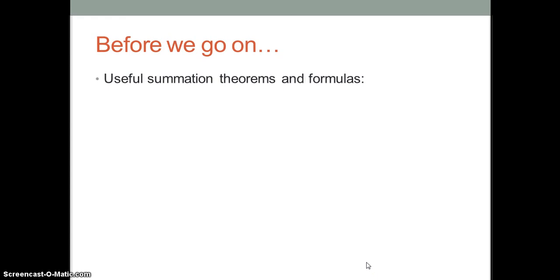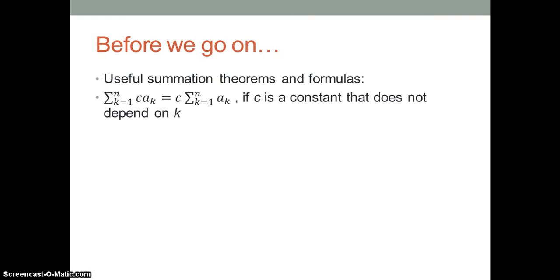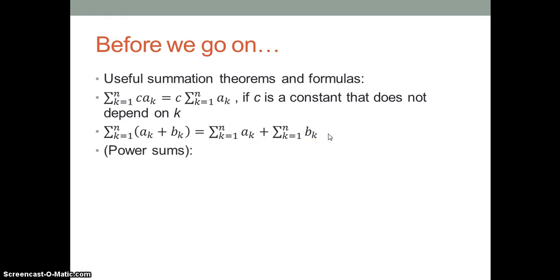So before we go on, some useful summation theorems and formulas. All right, so the sum from k equals 1 to n of c times a sub k is equal to that constant times the sum of the a sub k. So in other words, we can pull out that constant as long as it does not depend on k. That'll be a very useful formula that we'll use in this particular reading quiz. The sum of two functions can be broken up, and we can break it up into the sum of one function plus the sum of another function. That will also be useful. We can do the same with subtraction.